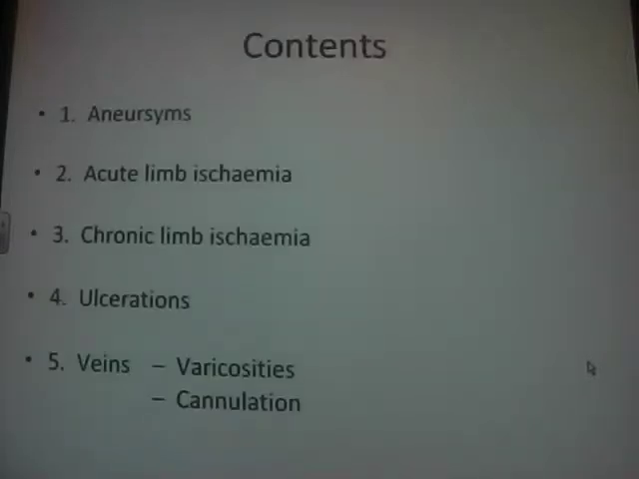Okay, so basically we're just going to go through 5 big things. So aneurysms, acute limb ischemia, and chronic limb ischemia, which I like to think of acute limb ischemia as kind of like your acute MI, like it's an occlusion, and then your chronic limb ischemia is more like your stable angina, it's unstable. And then ulcerations, which I think comes up a lot, particularly in clinical examinations, where I'll be asking which types of ulcerations are indicative of which, and then veins, which hardly ever comes up, but I thought we'd go through varicosities just in case.